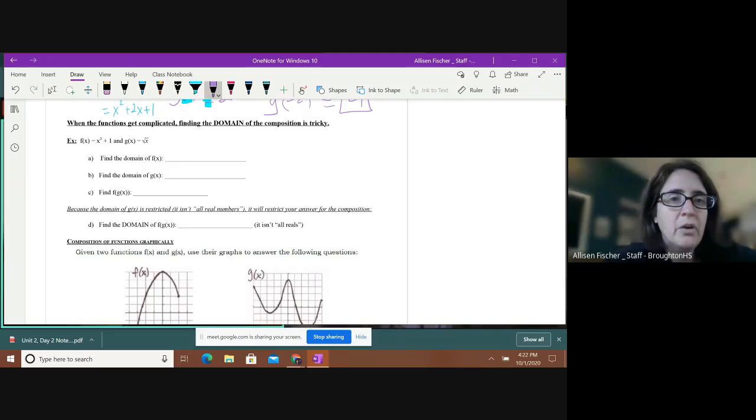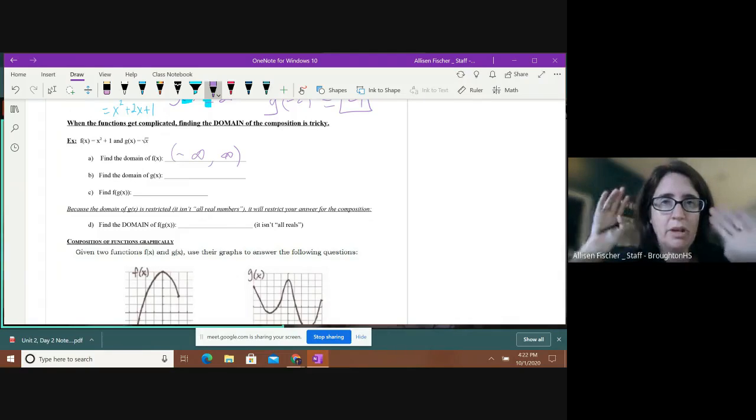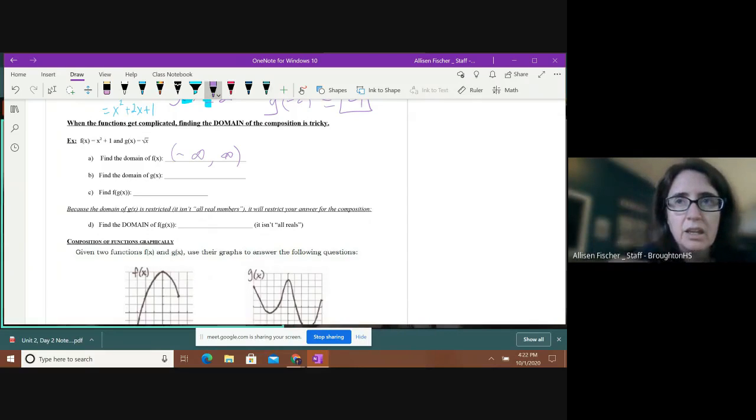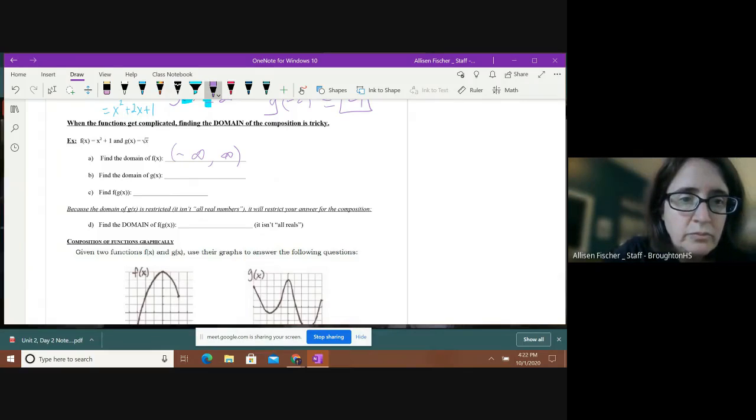But hopefully you know that x squared plus 1 is a parabola. So the domain goes from negative infinity to infinity. For g of x, it's the parent function square root of x. We gave you parent functions back in the first unit that we did, unit A. So you might want to go back and reference those. But again, you can graph that in a calculator to look at it. But the domain goes from 0 to infinity.